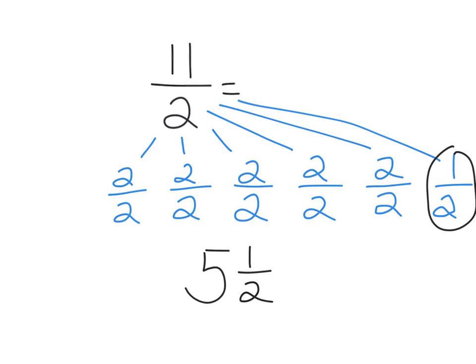That's my mixed number. So if you want to know what 11 halves is as a mixed number, it's 5 whole and 1 half. And all we have to do is decompose it into whole numbers. And I knew it was 2 halves because if my denominator's 2 and I wanted to make a whole, it would have to be 2 over 2.